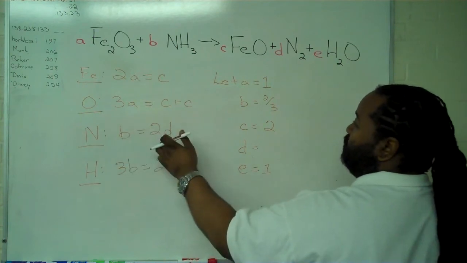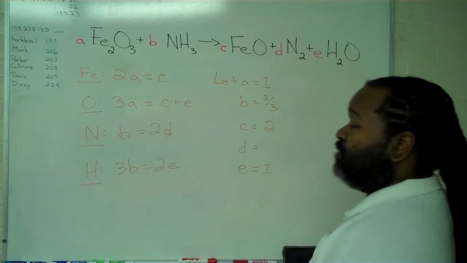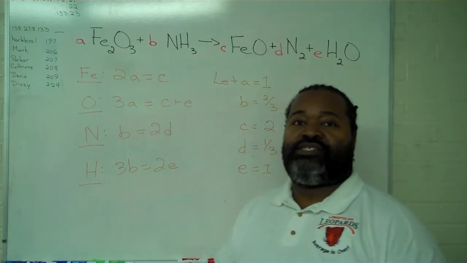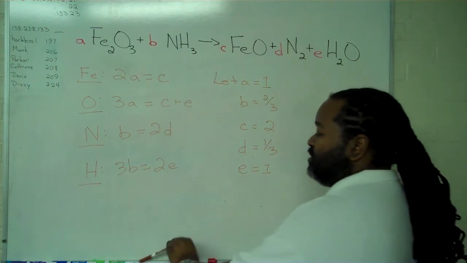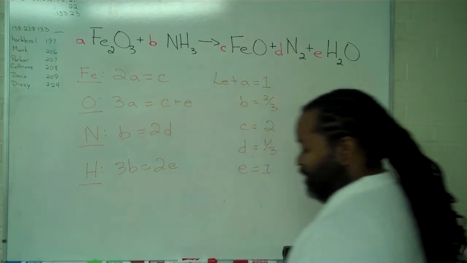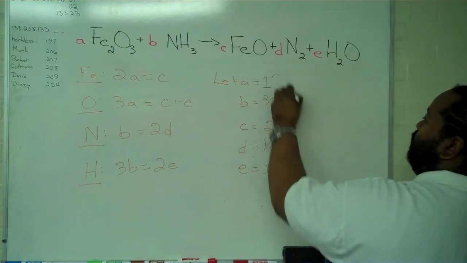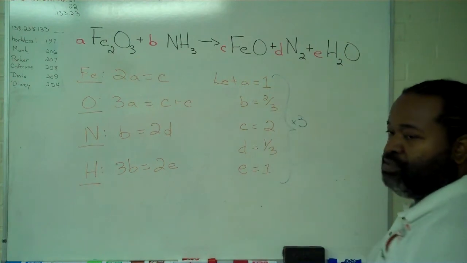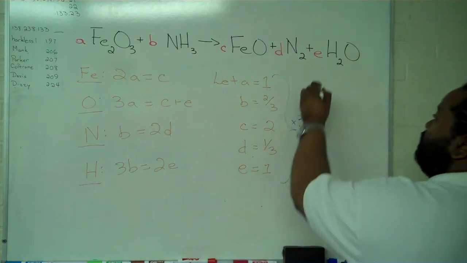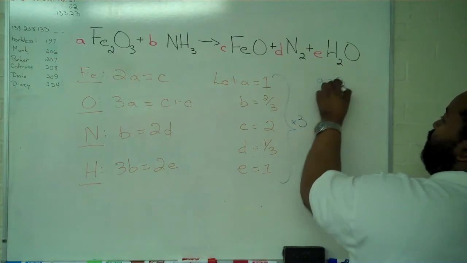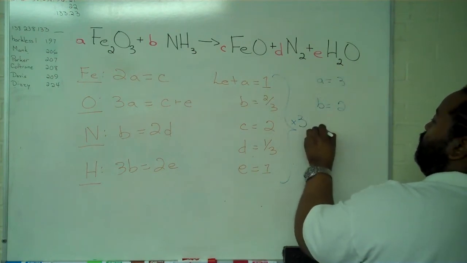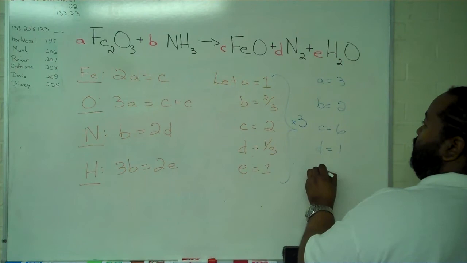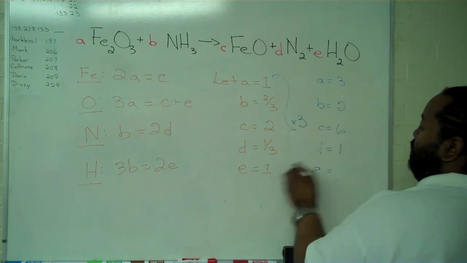And B is twice whatever D is. So that means that D must be 1 over 3. Now because this is a chemical reaction, we want to use the smallest whole number ratio as possible. So I'm going to write this in blue, that we need to multiply everything by 3 to eliminate the fractions. So this gives me a value of A equals 3, B will be 2, C will be 6, D will be 1, and E is going to be 3.